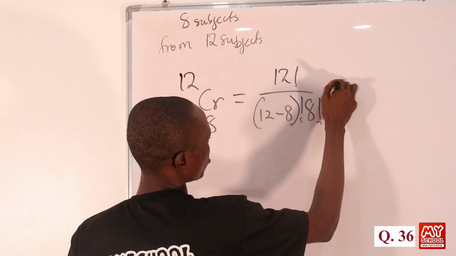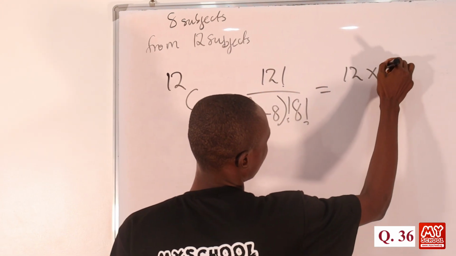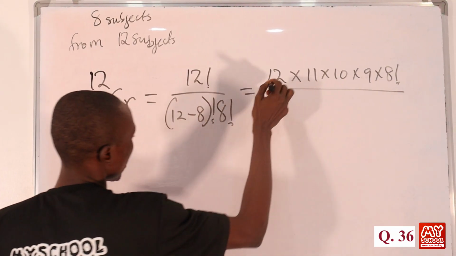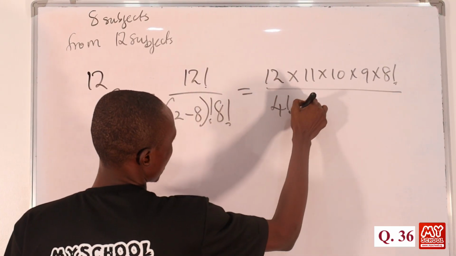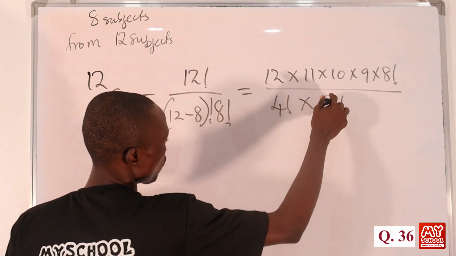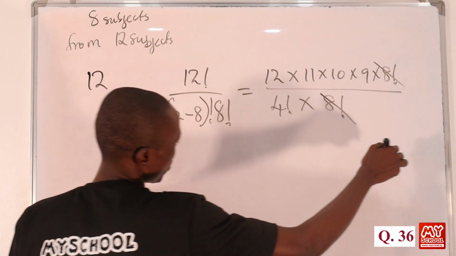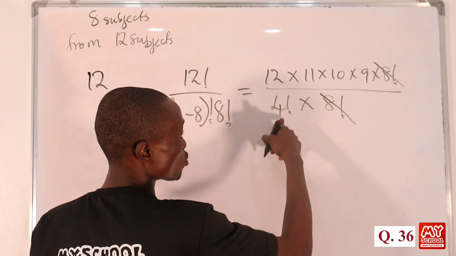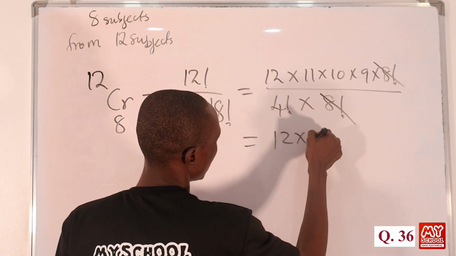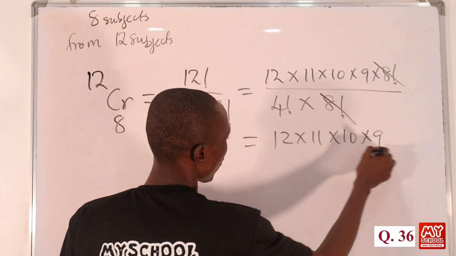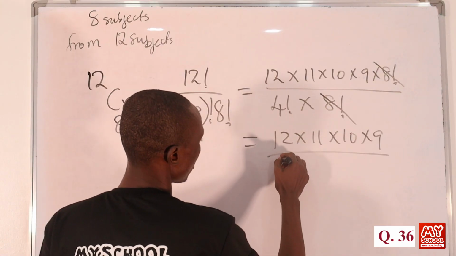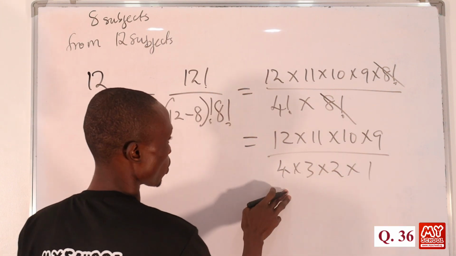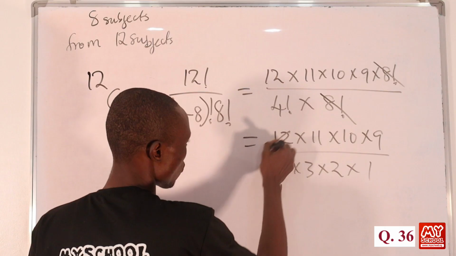And 12 factorial is equal to 12 times 11 times 10 times 9 times 8 factorial, over 4 factorial times 8 factorial. So 8 factorial cancels out 8 factorial, but 4 factorial is equal to 24. So let's write it: 12 times 11 times 10 times 9 all over 4 factorial, which is 4 times 3 times 2 times 1. That's actually 24.